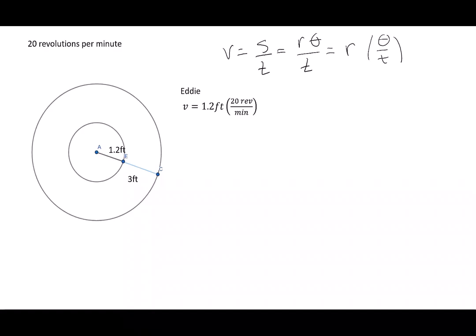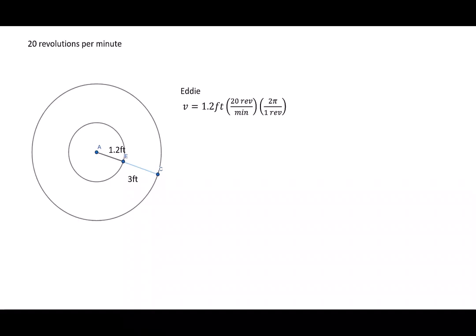So our radius for Eddie is 1.2 feet, our theta is 20 revolutions per minute. We want to first start by converting the revolutions into radians. To make the conversion, I write in 2 pi over 1 revolution. What I want to do is make sure that I cancel the revolutions and bring in my radians.